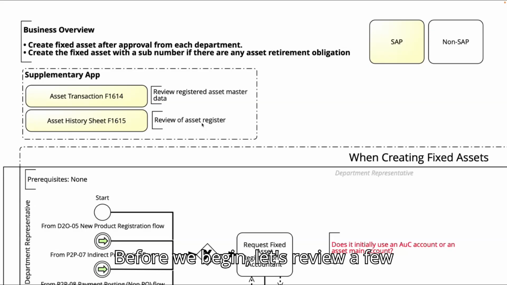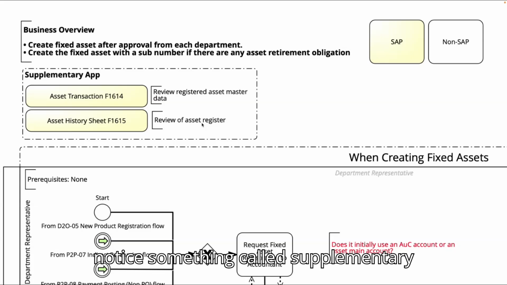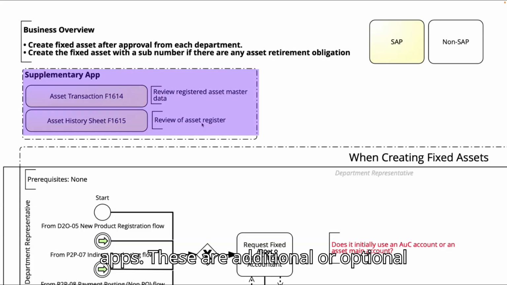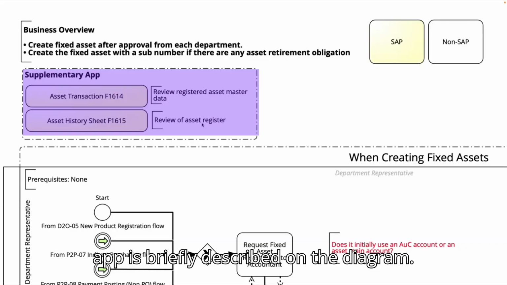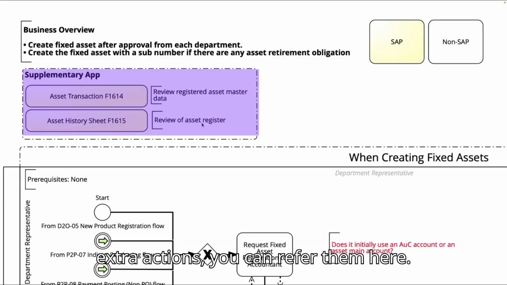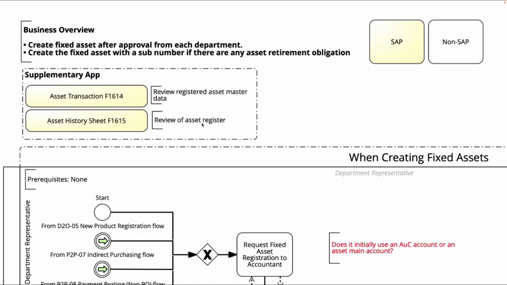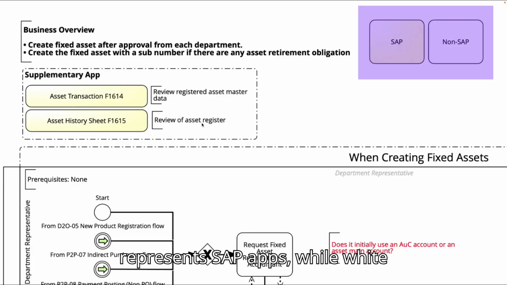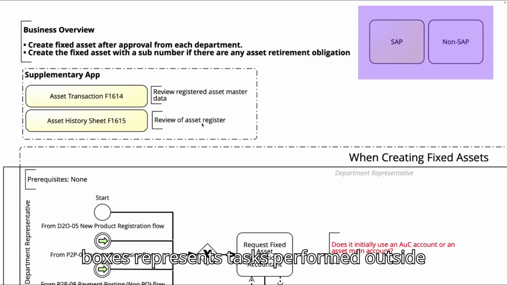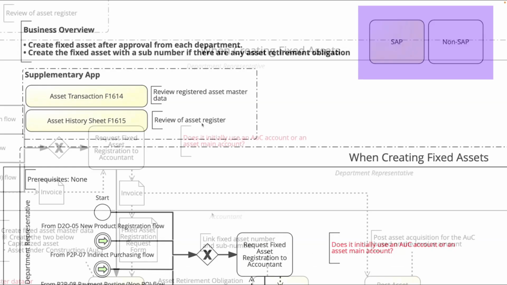Before we begin, let's review a few points on the diagram. First, you'll notice something called supplementary apps. These are additional or optional SAP apps that can be used alongside this process. Each supplementary app is briefly described on the diagram, so if you ever need to perform these extra actions, you can refer to them here. Next, in the process diagram, yellow boxes represent SAP apps, while white boxes represent tasks performed outside the SAP system.